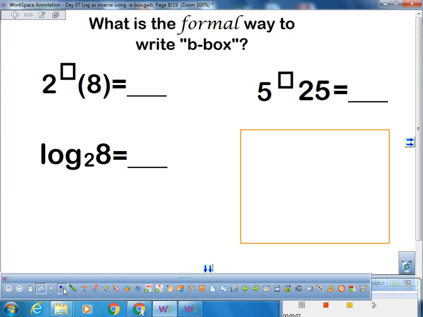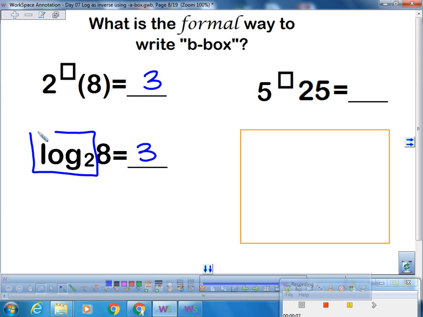You guys were telling me that 2 cubed is 8. So we're just going to start rewriting it. 2 cubed equals 8. Logs are exponents. They're the inverse of exponents, okay? It's just in a different form, okay?